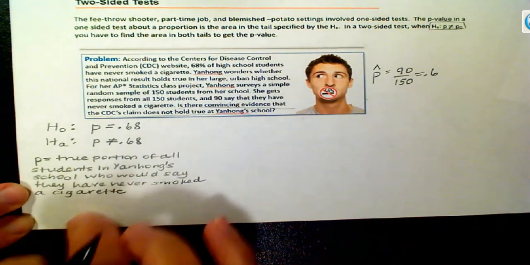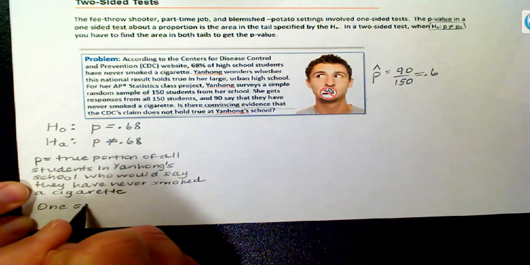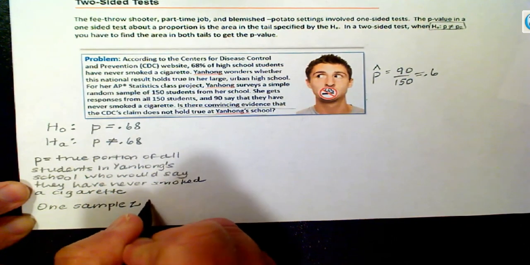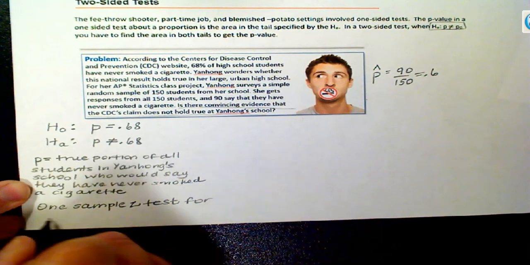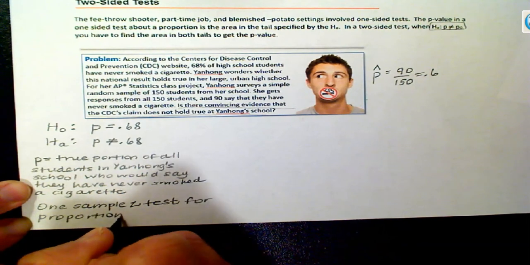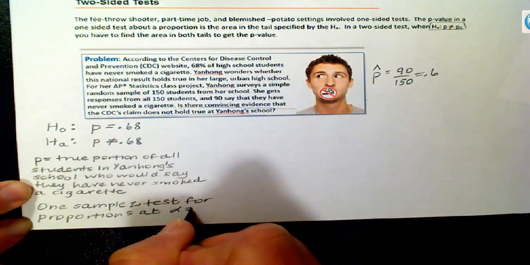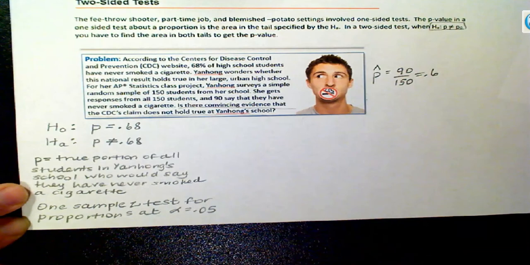And then the last thing, what's the procedure? This is a one sample, and we're using our Z test. We're doing a hypothesis test for proportions at alpha equals 0.05. All right, so there's our statements that we have to make.